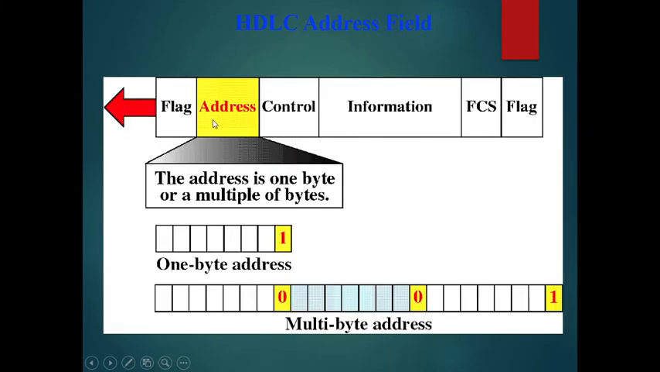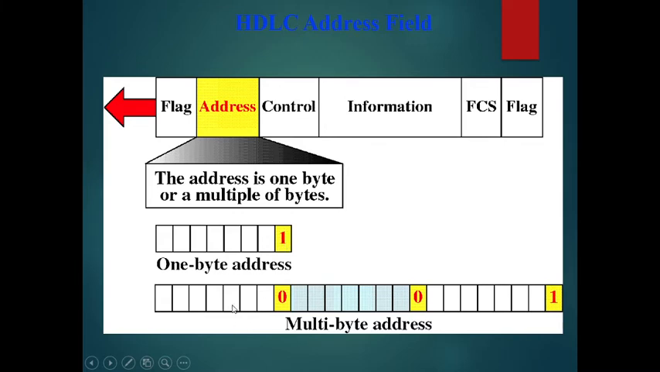Next, about the address field. In the case of the address field, it can be either a 1-byte address or a multiple-byte address. Depending upon the need of the network, the address size can vary. If it is a 1-byte address, remember that it always has to end with 1. These are things you have to remember. If it is a 1-byte address, it always has to end with the 1.